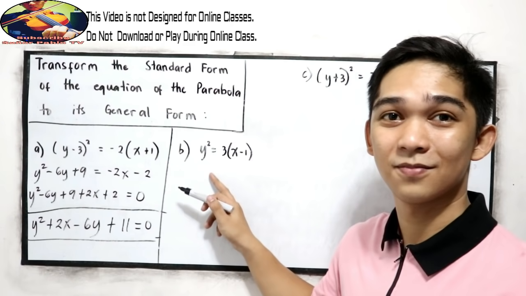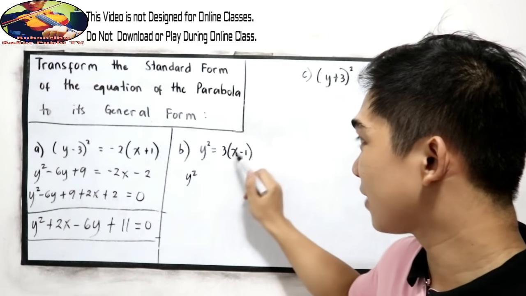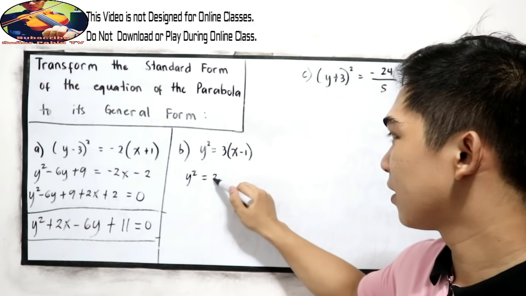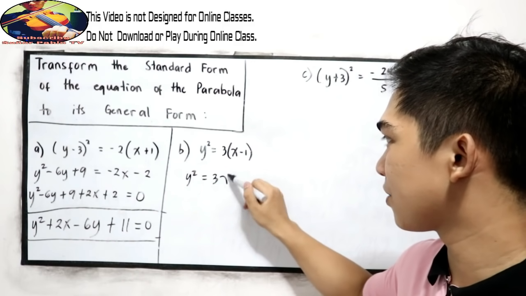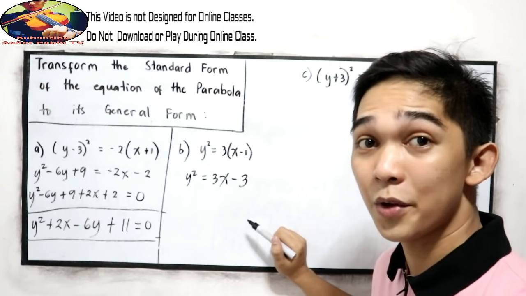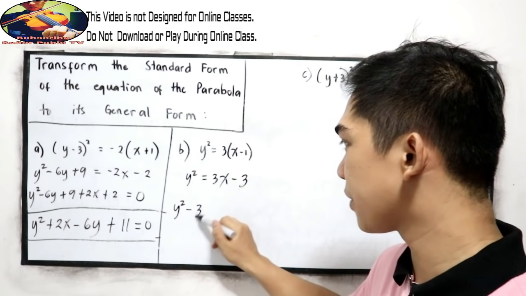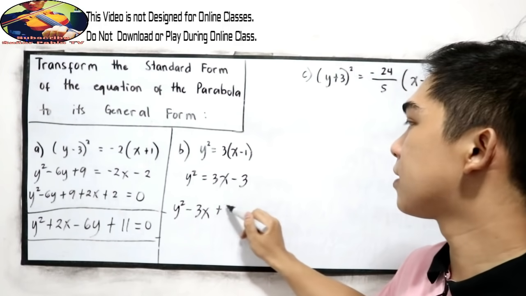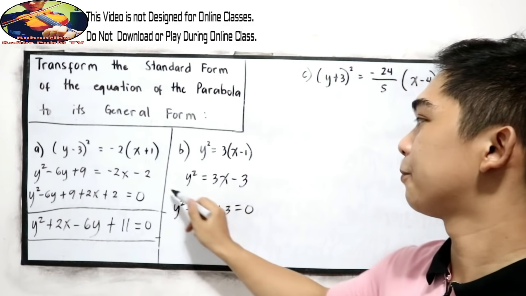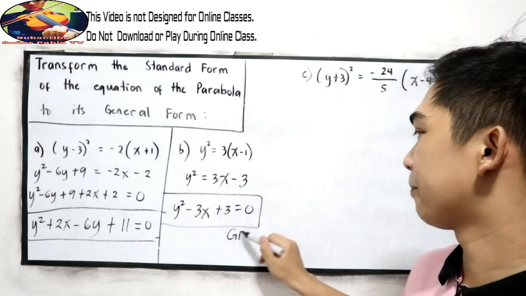Letter B. So just copy y squared, then distribute. Is equal to 3 times x, that is 3x. 3 times negative 1, negative 3. Now equate to 0. So we have y squared minus 3x plus 3 is equal to 0. This will be our general form.